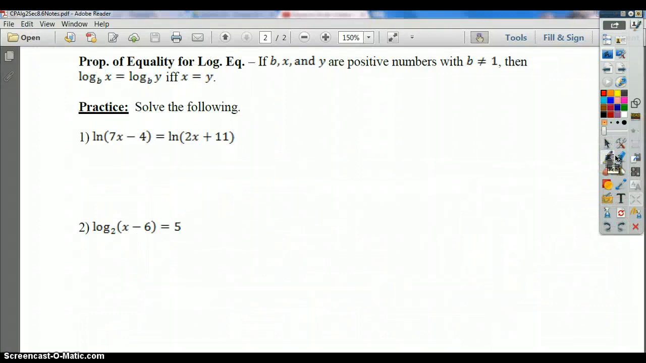Okay, here we go to the second page. Again, you have a property of equality for log equations. You can see if log base b matches up with both.